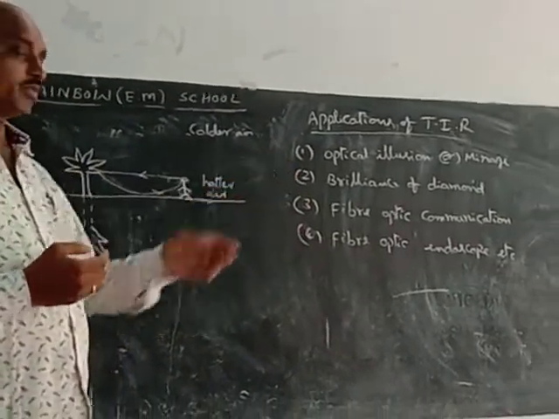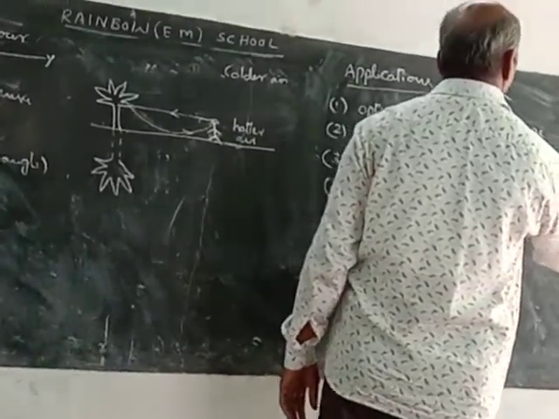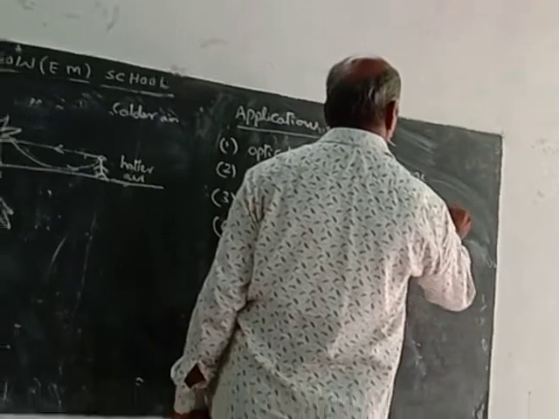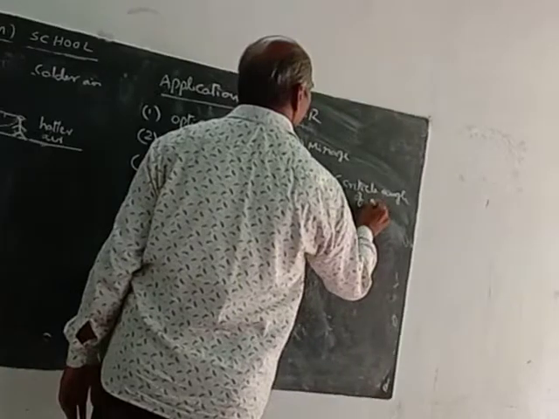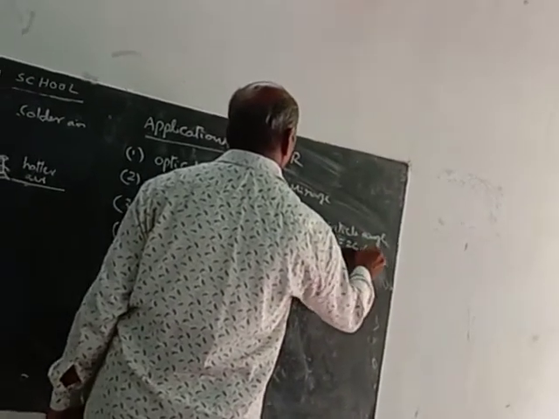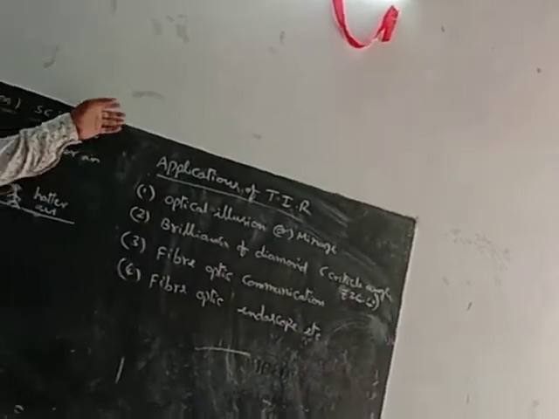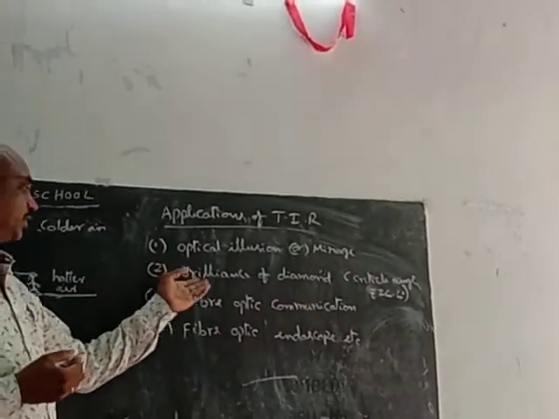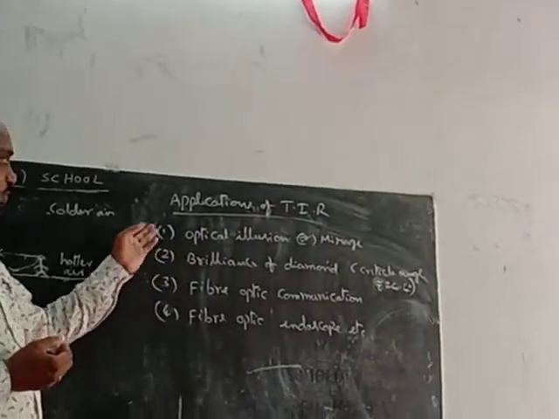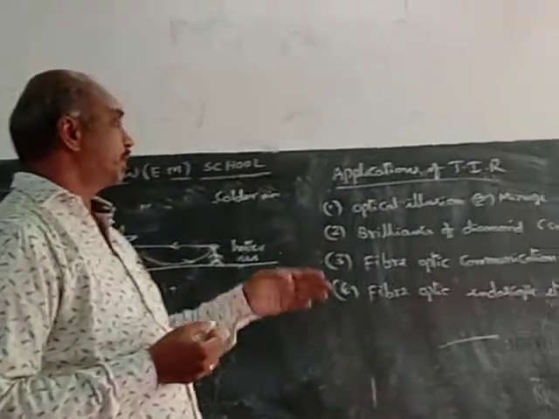Another one is brilliance of diamond. Brilliance of diamond means the critical angle of diamond is 24.4 degrees. Because of this critical angle, once a light ray enters the diamond, it moves a number of times inside, going in and coming back later. That means the emerging light is very little compared to the incident light. That means total internal reflection takes place a number of times in the diamond. That's why it appears to be brilliant.